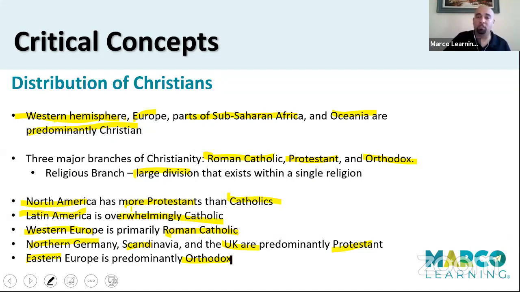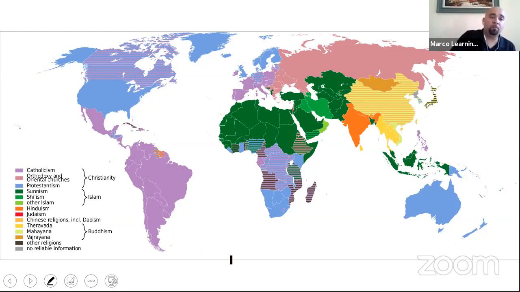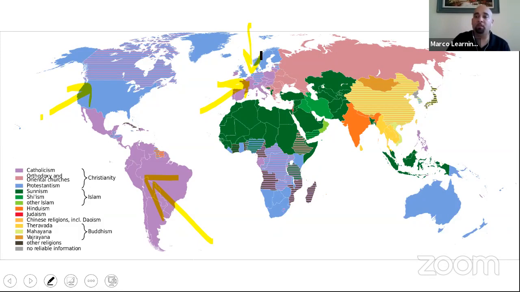All right, looking at it on this slide, again, North America, predominantly Protestant. There's a mixed bag of Protestants and Catholics in Canada because of Quebec, which is predominantly Catholic. Latin America, overwhelmingly Catholic. And like I said, Western Europe, primarily Catholic. Now shifting to Northern Europe, Scandinavia, Northern Germany, the UK, they're mainly Protestant. And you have Eastern Europe, including Russia, primarily Orthodox. So that's the Christian breakdown.